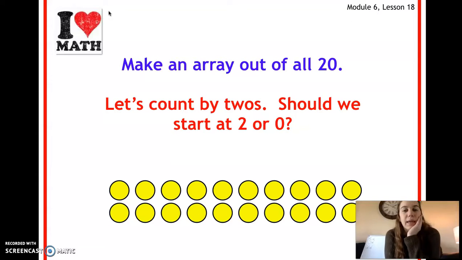Now you're going to make an array out of all 20. So let's count by 2s. When we look at this, do we start at 0 or at 2? We're going to start at 2 because there's already some on the page. So 2, 4, 6, 8, 10, 12, 14, 16, 18, 20. Great job. If you messed up, that's okay. Go back and try it again. You got this. There are 20 counters down.